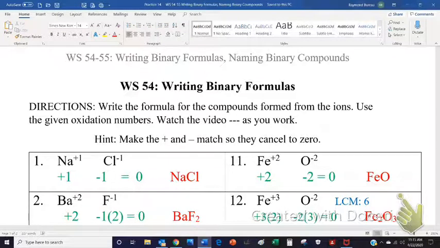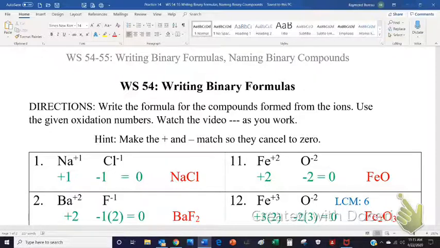Worksheets 54 and 55, writing binary formulas and naming binary compounds. Here we're going to take the chemical symbols and the oxidation numbers of the elements and combine them first to come up with the correct chemical formula. And then in just a little bit, to use the formula to write out in words the names of each compound. Well, first remember that oxidation number is what the atom will likely do with the valence electrons.